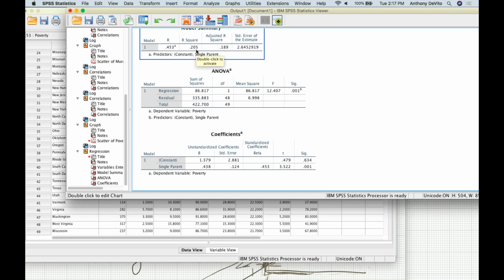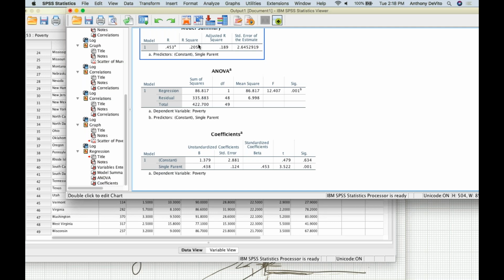That's one way to do it. There's a few other ways to do it as well. That R square value tells you what percentage of the variability in the predicted variable is explained by the predictor. In other words, how good the single parent household level is at predicting the variability in the poverty rate between these states. So 20% of the variability in the poverty rate is explained by the percentage of single parent households.